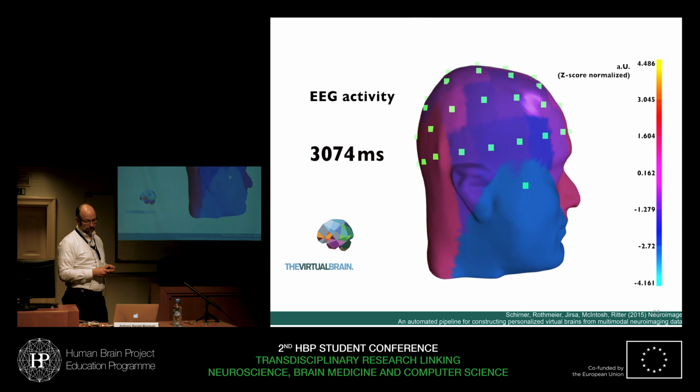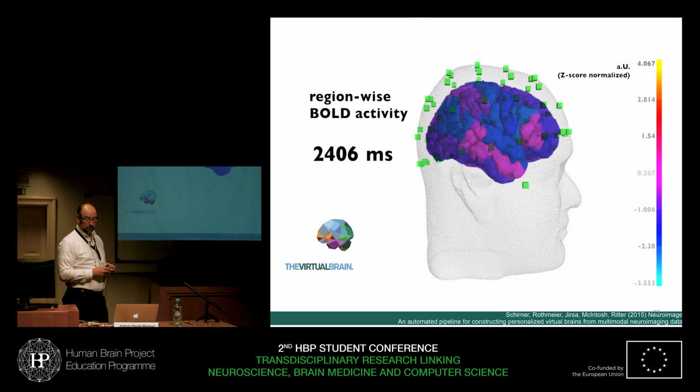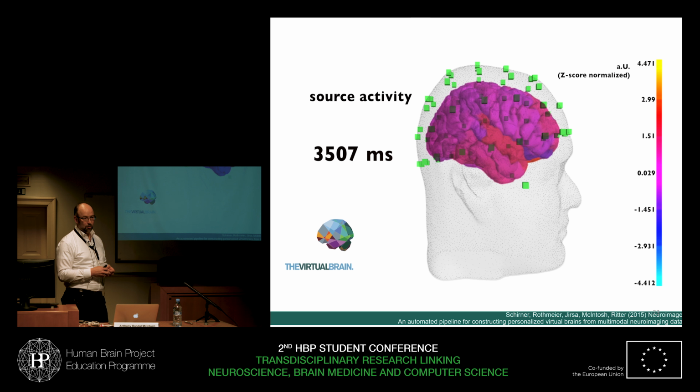See a time scale there. And then in a second, you'll see the simulated BOLD data. The time scale, of course, is slower now. We're looking at hemodynamic response as opposed to electrical activity. So it's more sluggish. And then finally, the individual source activity as well. Again, the local field potentials.